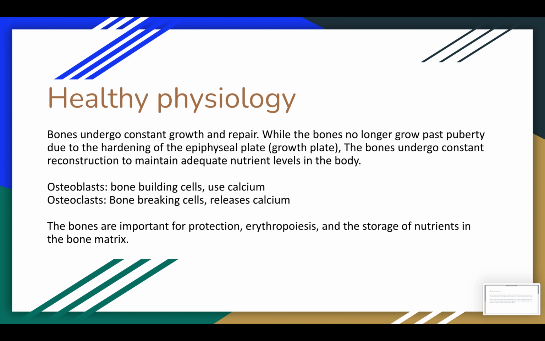The bones are important for protection because, for example, in the thoracic cavity, they protect the heart and the lungs, using the ribs and the sternum. Also, erythropoiesis occurs in the bone marrow in the middle of our bones, which creates red blood cells, and the bone matrix provides storage of nutrients.